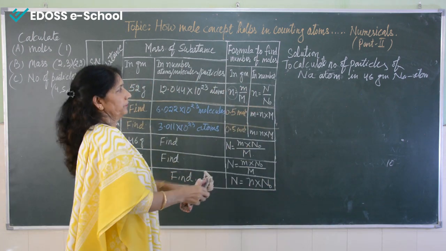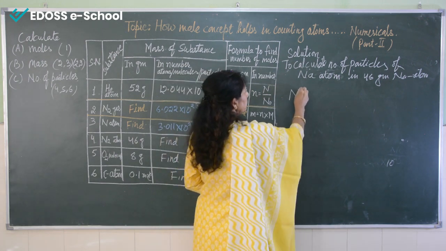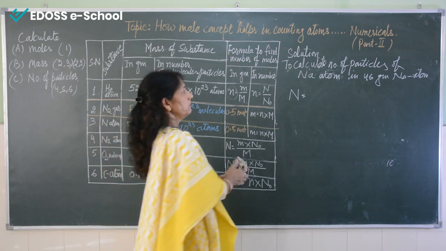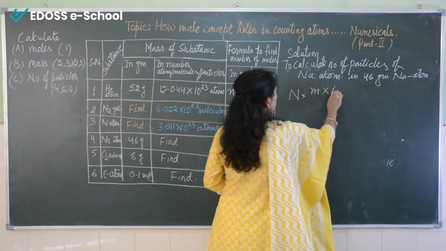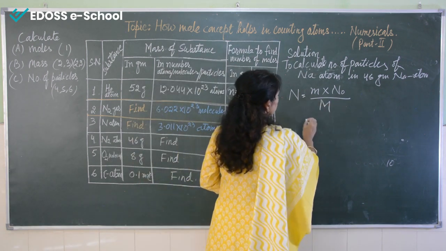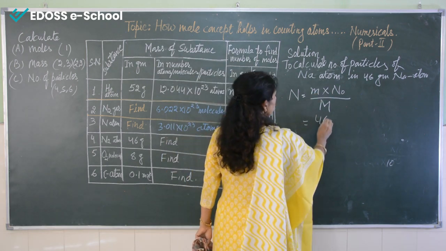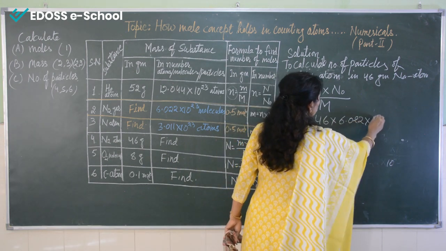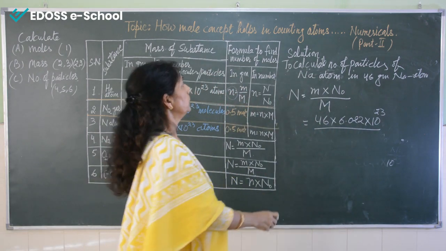Now same formula, because we have to calculate the number of particles. So number of particles means capital N. So capital N is always equal to small m, means mass, multiplied by Avogadro number, divided by molar mass. So small m, we can say mass, is 46 gram. Avogadro number we know, 6.022 into 10 raised to power 23, and here we have to take the molar mass of sodium atom.